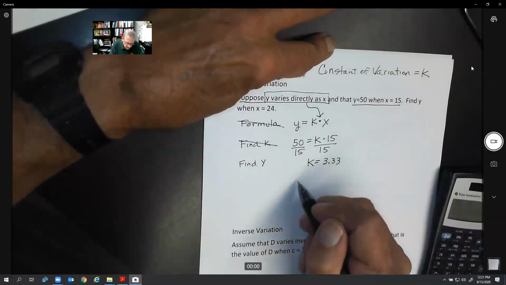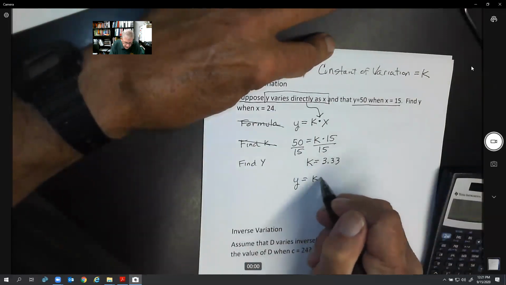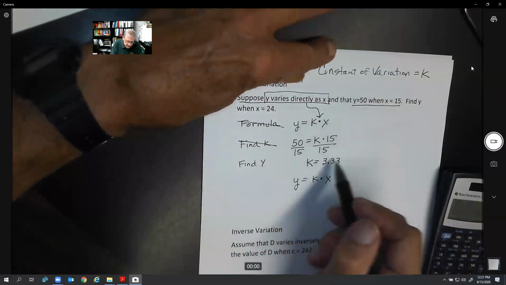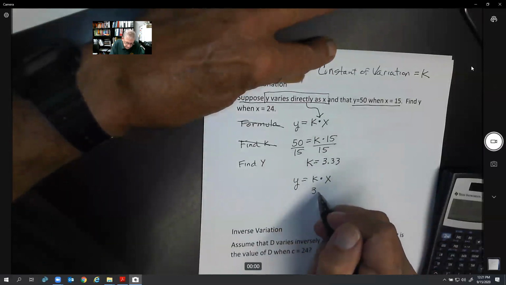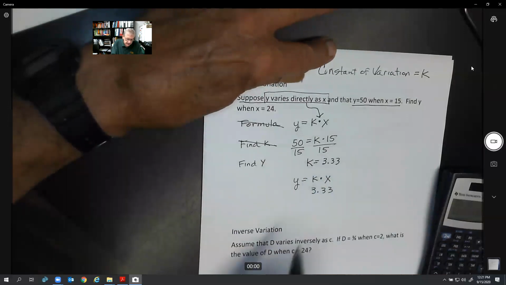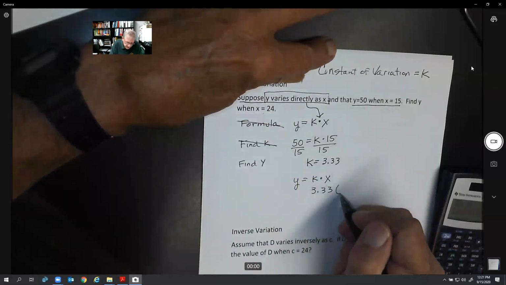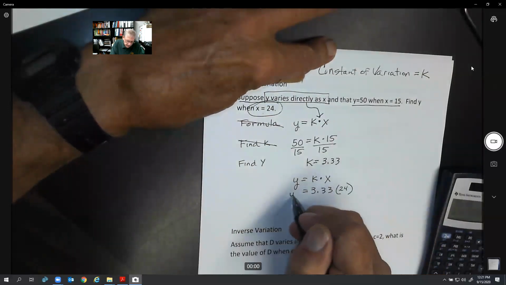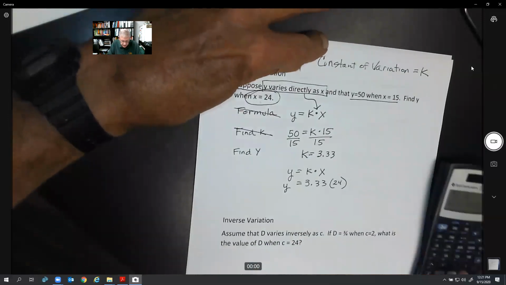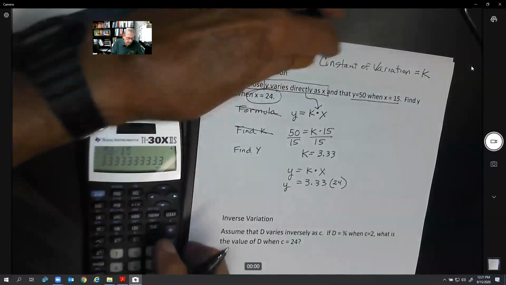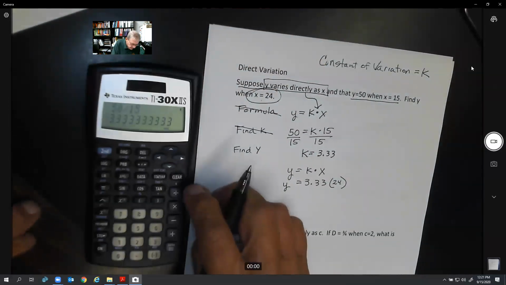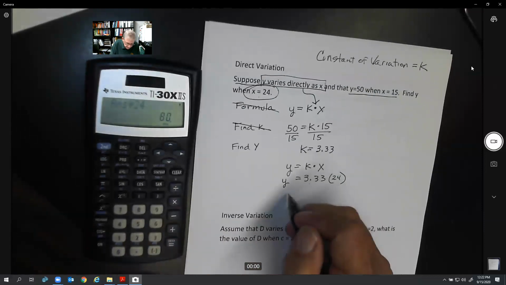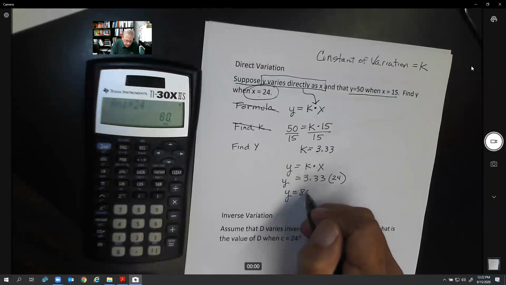So what we're going to do is start off with our formula again and substitute in what we know. We know that K is 3.333, but this time we want X to be 24. See, X changed. And now that should give us our Y value. And again, this is another way of writing times. So we got our 3.333 in our calculator. So we're going to multiply that by 24, and we get 80. And there's our answer.